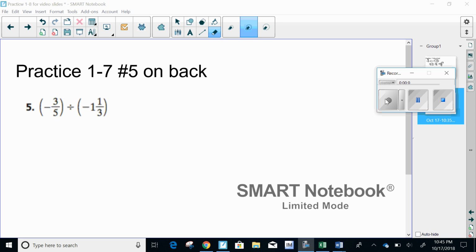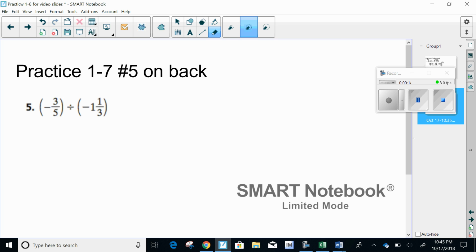Take a look at number 5 on the back of the practice 1-7 worksheet. And we're going to do some division with fractions and mixed numbers on this one. So the rule for dividing with positives and negatives is if they have the same sign, it comes out positive.